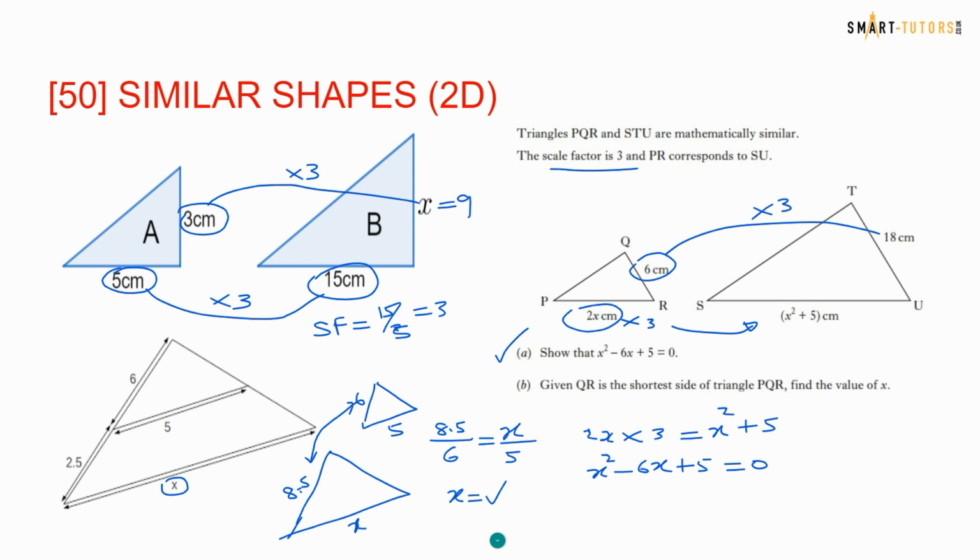For the second part, given QR is the shortest side of triangle PQR, find the value of x. So you need to factorize this one. We already revised this. The factors are x minus 1 and x minus 5. So x can be equal to 1, or x can be equal to 5. They clearly say QR is the shortest side. So what would be the x answer? The answer should be 5, because then 2 times x is 10. So x equals 5 is the possible answer, and x equals 1 is not possible, because if you put x equals 1, 1 times 2 is 2, and then that 6 is a bigger size. So not possible. So that is topic 50.